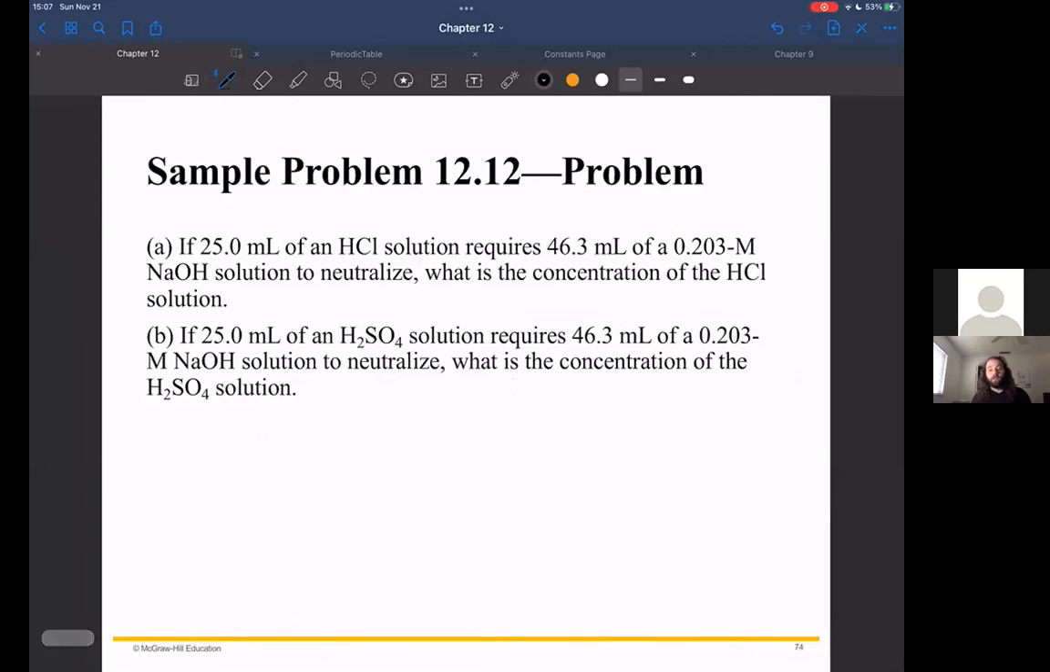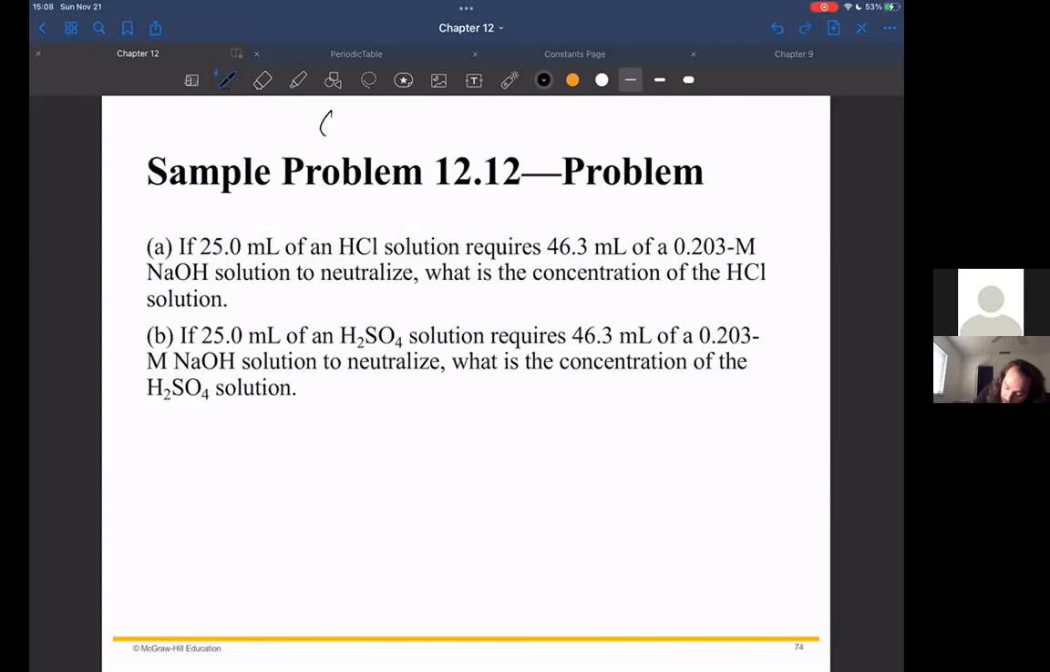So in order to do the math behind these titrations, they're always stoichiometry. These are just stoichiometry problems. What do we need before we can do any sort of stoichiometry problem? A balanced chemical equation. So step one is to get a balanced chemical equation. So let's look. It says we have 25 milliliters of hydrochloric acid, and it requires 46.3 milliliters of 0.203 molar sodium hydroxide to neutralize. What is the concentration of HCl? So I know the volume of HCl that I start with, but I don't know the number of moles. I don't know the concentration.